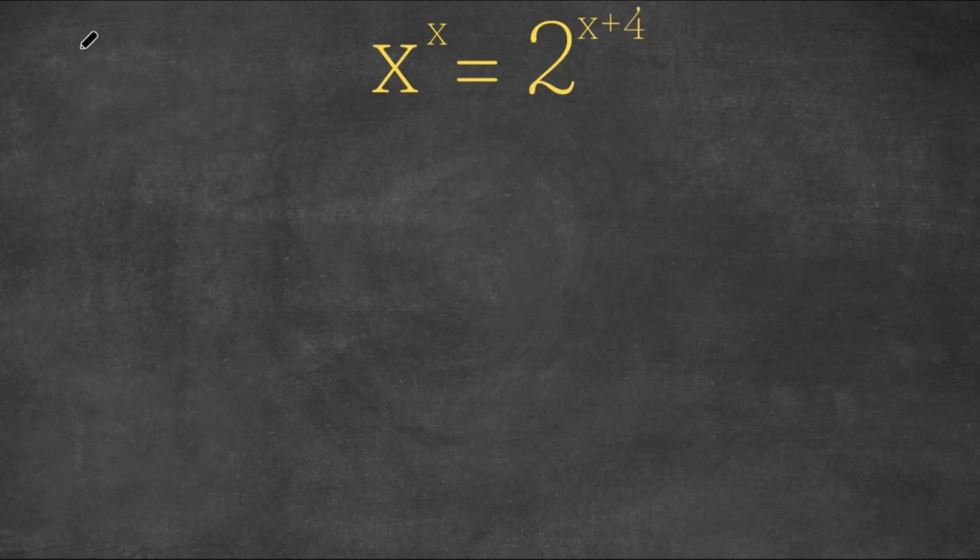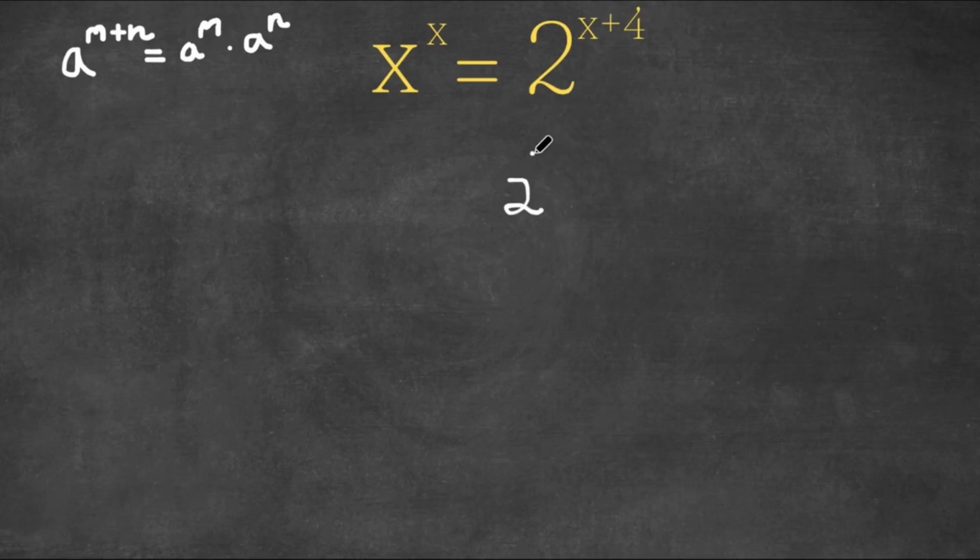Now, if we have something in the form a to the power of m plus n, this can also be written as a to the power of m times a to the power of n. So what I'm going to do is I'm going to use this property for 2 to the power of x plus 4. Think of 2 as a, x as m, and 4 as n. So this we could rewrite as 2 to the power of x times 2 to the power of 4.